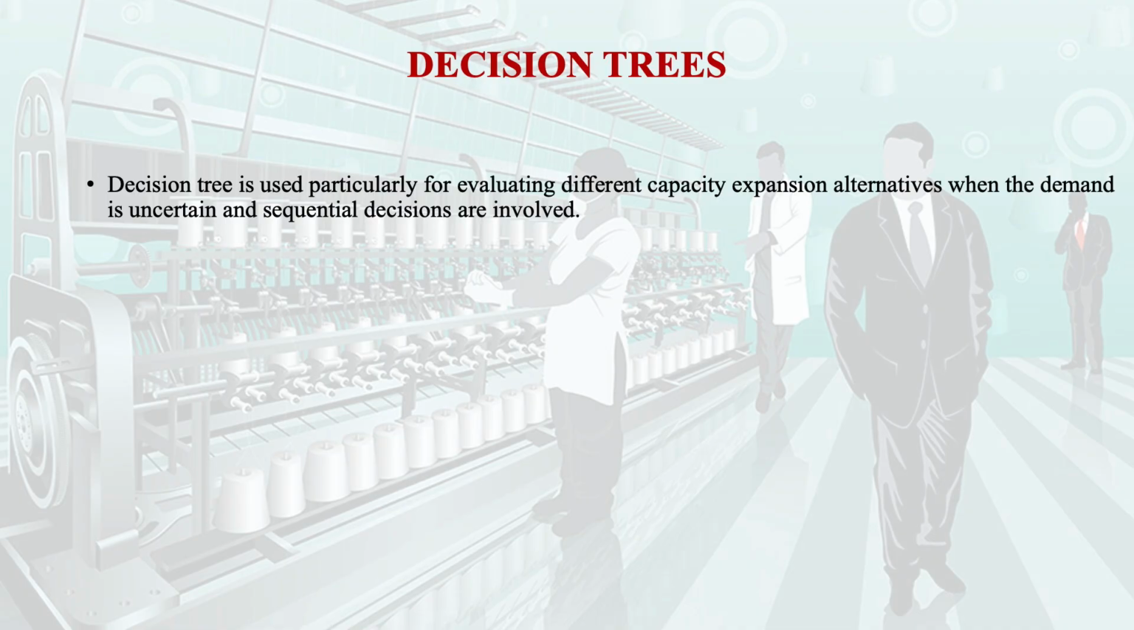Another important tool which is very common and very frequently used is the decision tree. As the name indicates, it looks like a tree. It is used particularly for evaluating the different capacity expansion alternatives when the demand is uncertain and sequential decisions are involved.